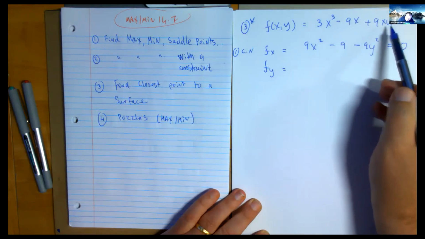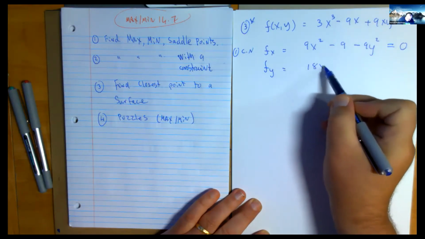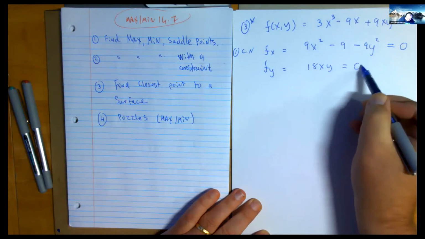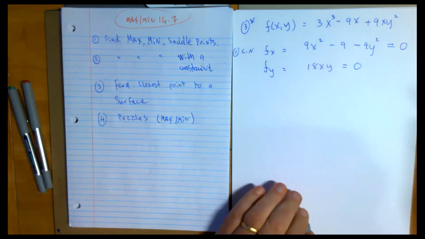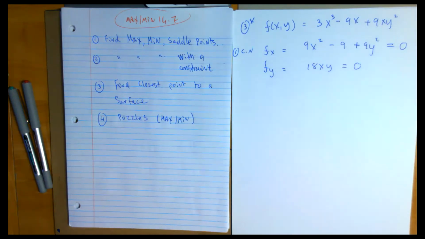That's nothing, and I believe this guy is 18xy equals 0. So we know, question. With the partial derivative of x, should that be positive 9y squared? Yeah, thank you. Don't know where I screwed up on that. Yes, yes. Well caught, Jodie.